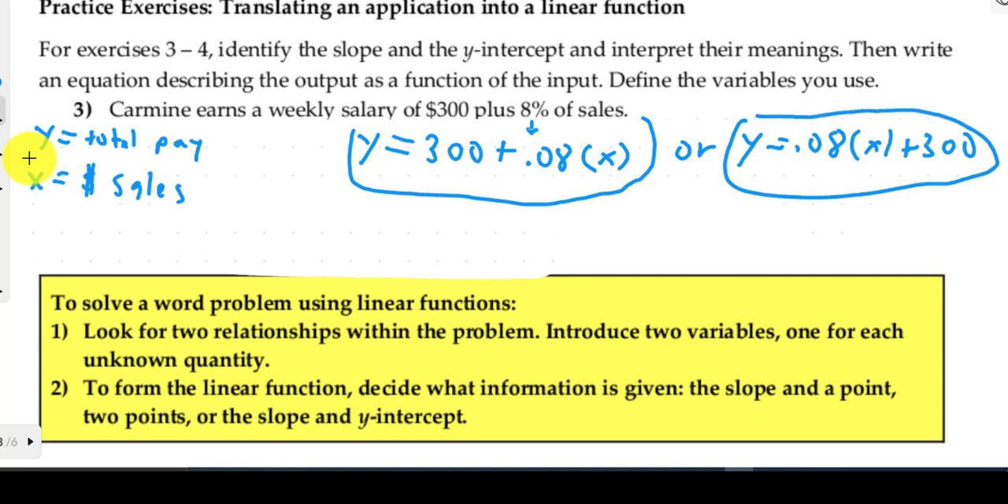And let's go back to make sure we answer the question. I guess I didn't write the slope. The slope is the 0.08. And the y-intercept, or b, the y-int, is his initial pay, is the 300. Okay, so now we've answered everything. We identified the slope, we identified the y-intercept, we defined our variables. The interpretation of the meaning is his initial pay is 300, and the rate of change of his pay is impacted by 0.08 or 8% of his sales. Okay.